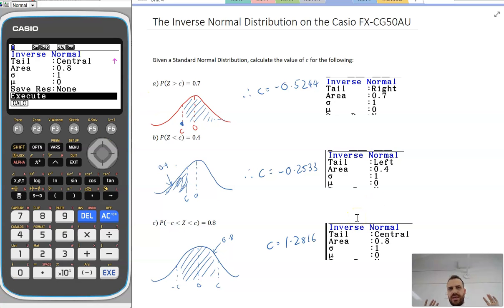All right, so that is the inverse normal distribution on your calculator. It's fairly straightforward. Make sure that you know how to draw those pictures so you can start to reason out whether what you're doing is making sense or not.